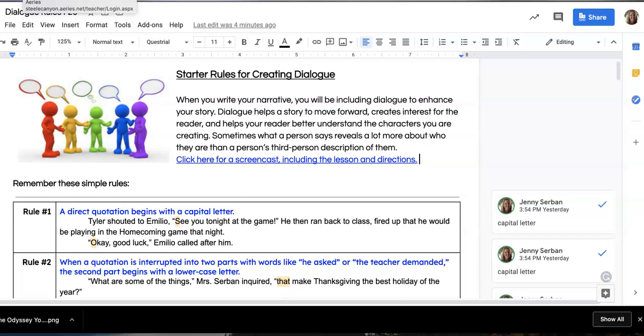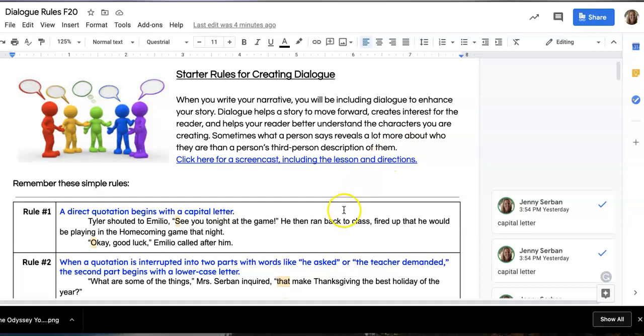Today I'm going to go over some basic rules for creating dialogue when you're writing a narrative. When you write your narrative, you will be including dialogue to enhance your story. Dialogue helps a story to move forward, creates interest for the reader, and helps your reader better understand the characters you are creating. Sometimes what a person says reveals a lot more about who they are as a person than the author's third person descriptions of them. So when you write your narrative, including dialogue is as essential and important as the rest of your narrative.